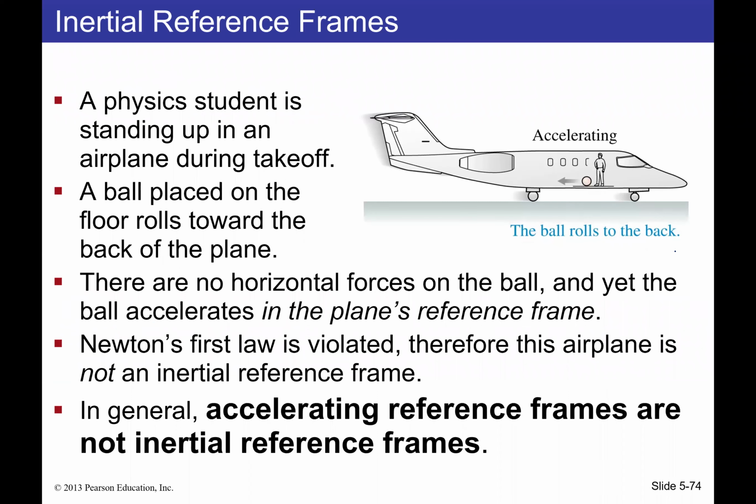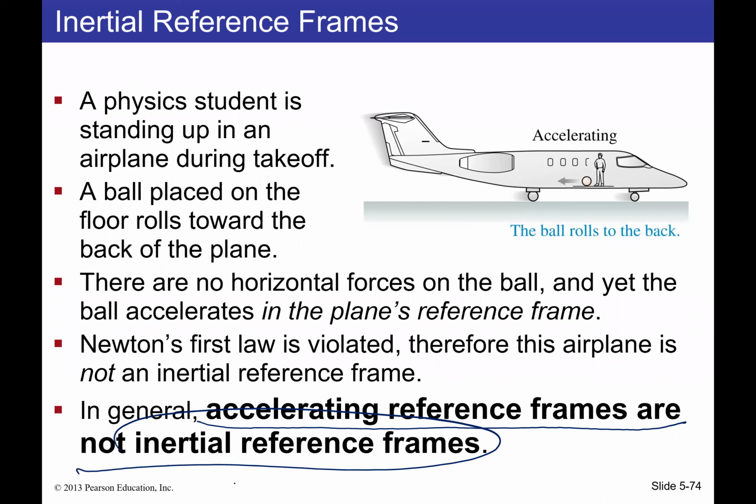But as soon as the plane starts speeding up or slowing down, then you will see that balls are rolling backward or forward, right? Depending on if it's speeding up or slowing down. Well, that's because, and again, nobody's pushing or pulling the ball. So then why is it accelerating backward or forward? Well, because this frame is not an inertial reference frame. So accelerating reference frames are not inertial reference frames.